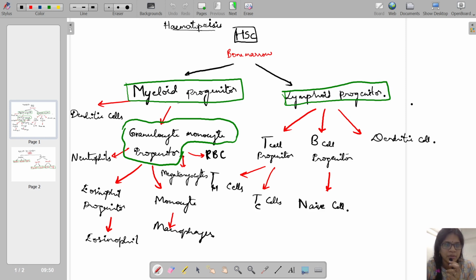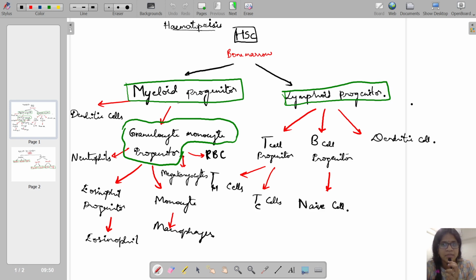Based on the type of cells, there are two types of progenitor cells called myeloid progenitor and lymphoid progenitor cells. The myeloid progenitor cells give rise to dendritic cells, granulocytes such as neutrophils and eosinophils, monocytes, RBC, and megakaryocytes. These all come under the myeloid progenitor cells.